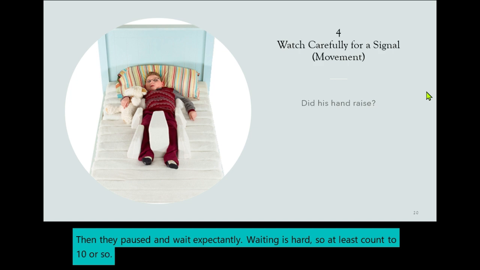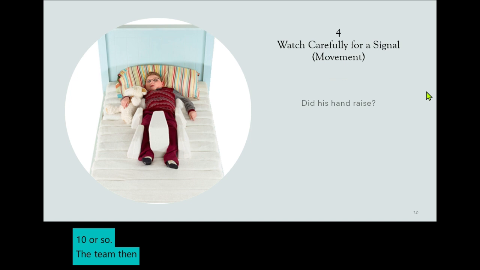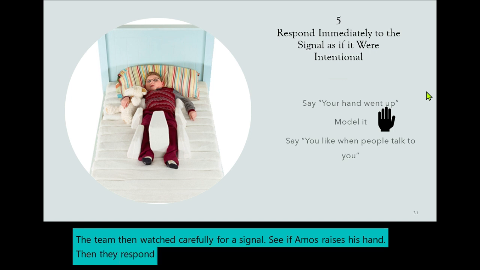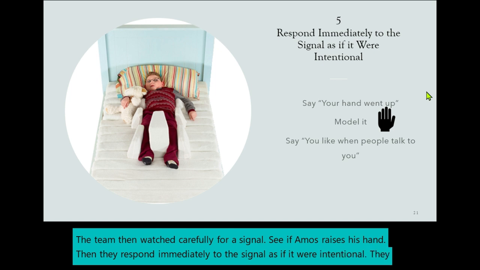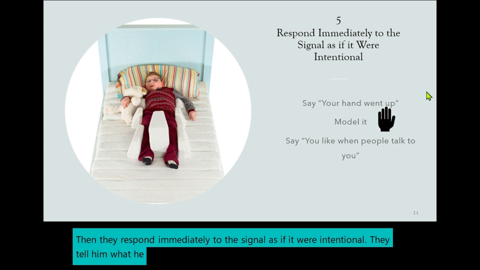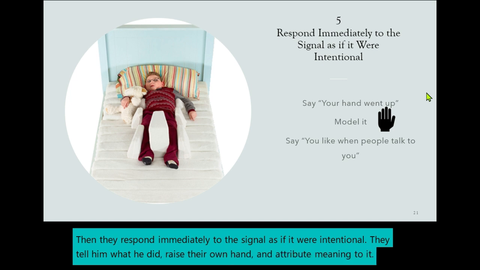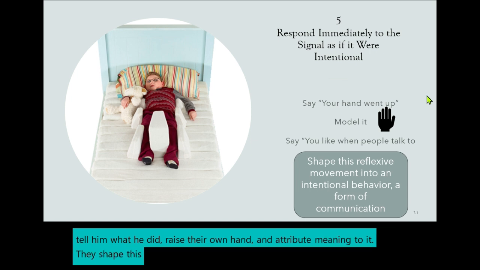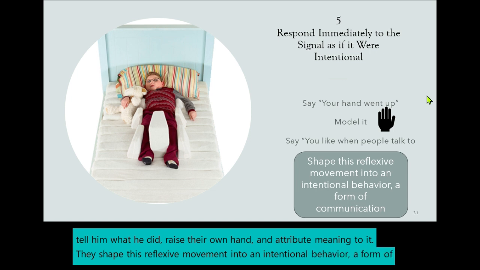The team then watched carefully for a signal. See if Amos raises his hand. Then they respond immediately to the signal as if it were intentional. They tell him what he did, raise their own hand, and attribute meaning to it. They shape this reflexive movement into an intentional behavior, a form of communication.